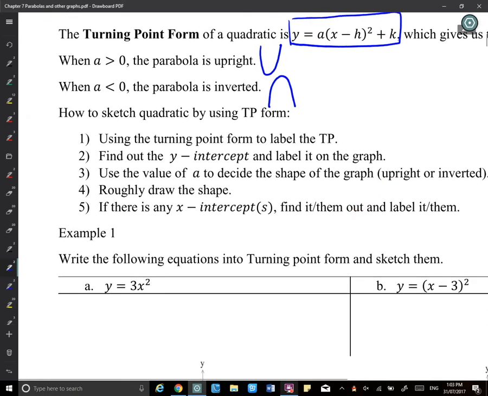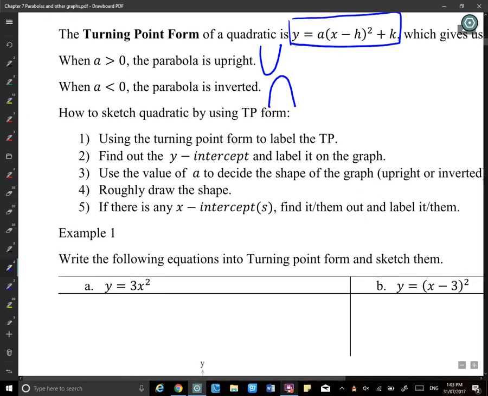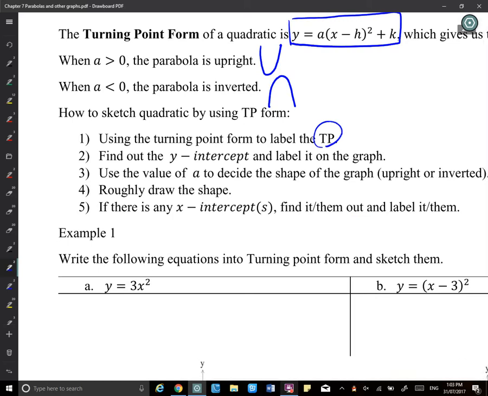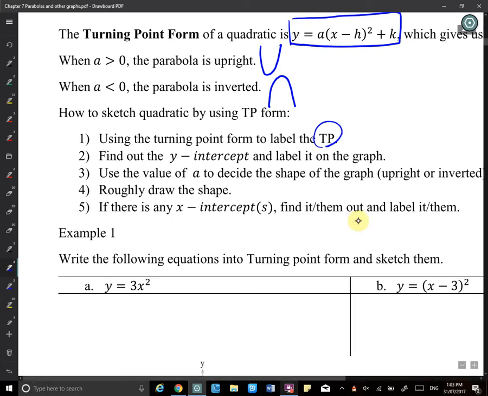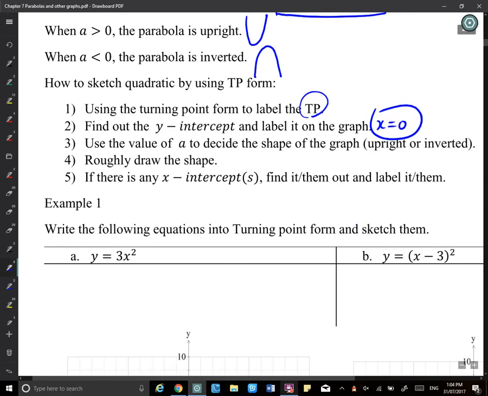Okay, and then we go systematically, step by step, through how to sketch a quadratic using the turning point form. First, use the turning point form to label the turning point. That's my first step. Second, find the y-intercept and label that on the graph. To find the y-intercept, substitute x equals 0.